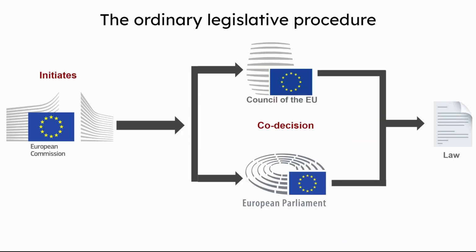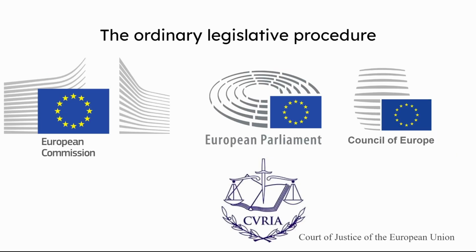And so that's the ordinary legislative procedure of the European Union. The Commission initiates, and then the Council and the Parliament, through co-decision, pass the law, and we have a new law. But I also want to mention another institution that's very important. That's the Court of Justice, which is the judicial branch of the EU and interprets and enforces the law. So they are not a part of the legislative procedure, but they are of importance to the lawmaking process.